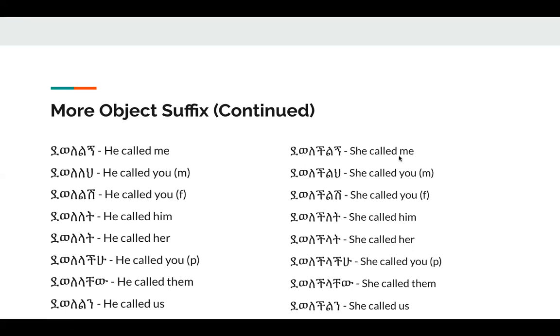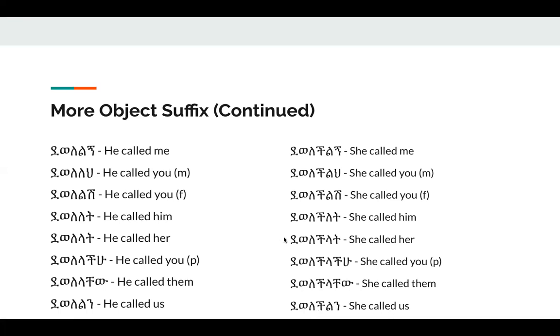Dowalechlin, she called me. Dowalechlih, she called you. Dowalechlish, she called you again for female. Dowalechlih being for male, right? Dowalechlet, she called him. Dowalechlat, she called her. Dowalechlatchu, she called you guys. Dowalichilacho, she called them. Dowalichilin, she called us.